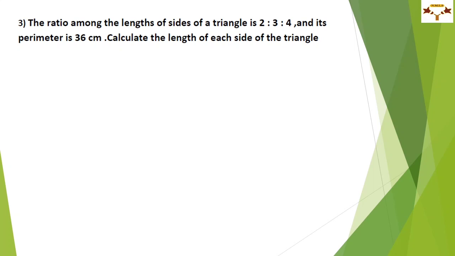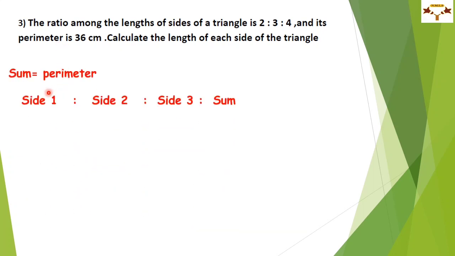Question number 3. The ratio among the lengths of the sides of a triangle is 2 to 3 to 4 and its perimeter is 36. Calculate the length of each side of the triangle. Here also I have the perimeter of a triangle. And we said before that perimeter means sum. But here, shall I divide the perimeter over 2? No. We said this will happen only in the rectangle, because the rectangle's perimeter is length plus width times 2. But the perimeter of the triangle is the sum of the 3 sides.